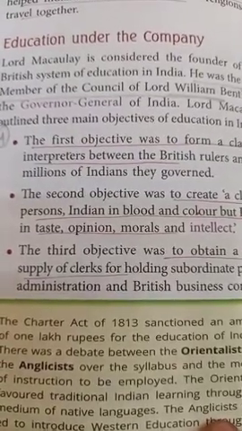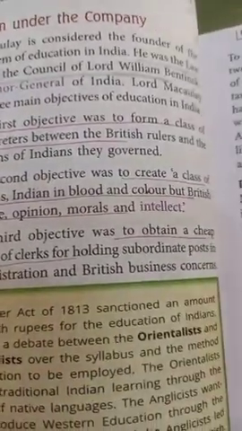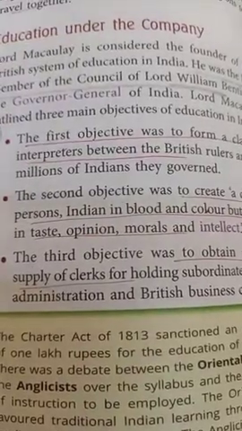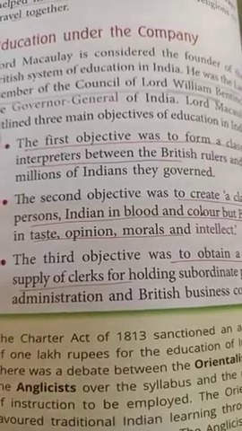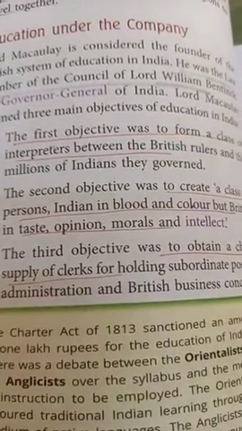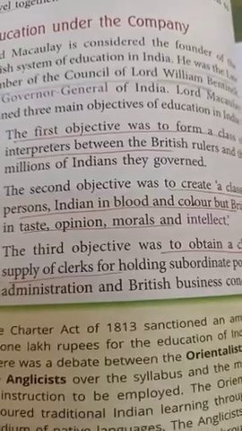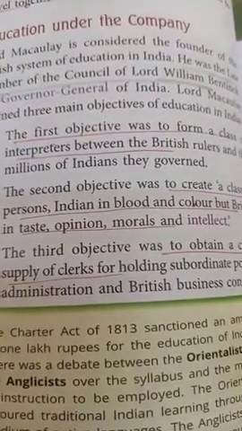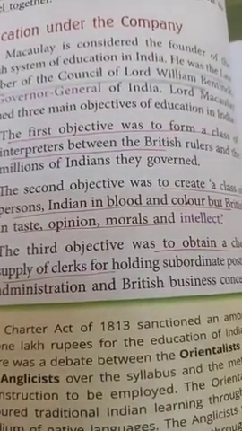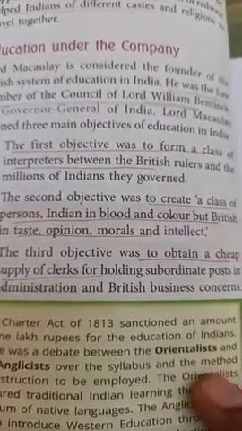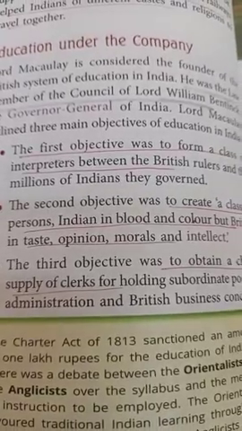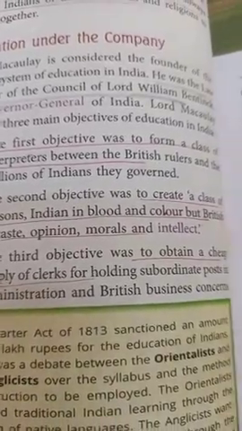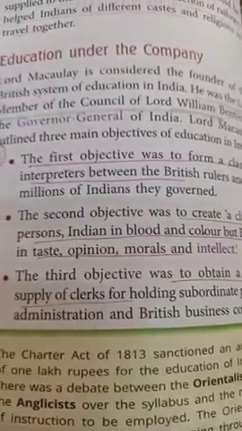The first objective they had was to form a class of interpreters between the British rulers and the millions of Indians. As I told you, they could become interpreters, translators, whatever it may be, so it could become easy for the British to communicate. The second objective was to create a class of persons Indian in blood and color, but British in taste, opinion, morals, and intellect.